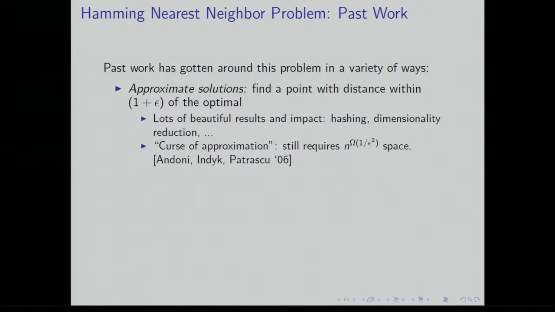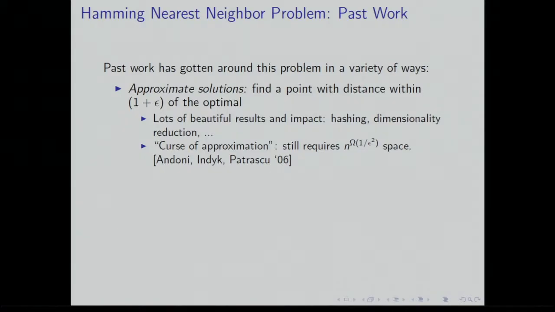But unfortunately, Andoni and Patrascu still showed that there's this curse of approximation, instead of a curse of dimensionality, that comes up here. I think this is in the cell probe model, where you're given a constant number of probes per query. You can show that you still need exponential in epsilon space to solve this problem. So there are still some big exponential lower bounds here.